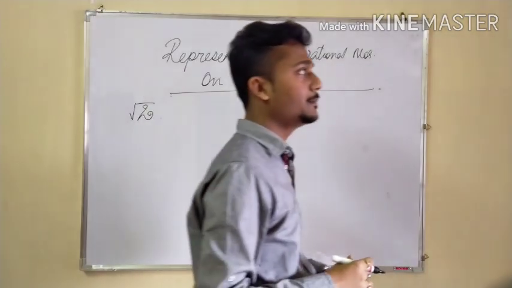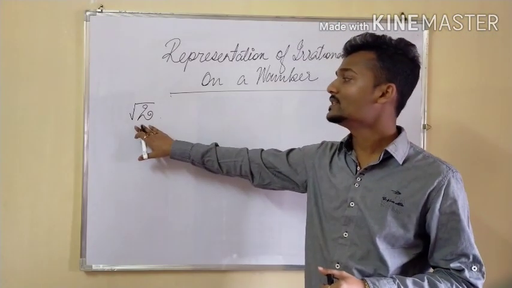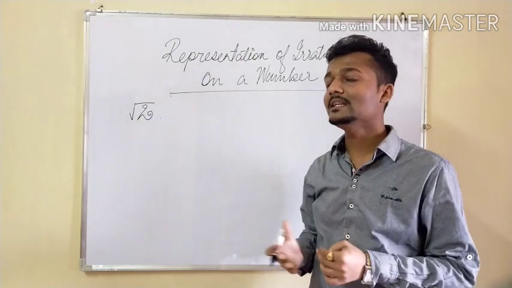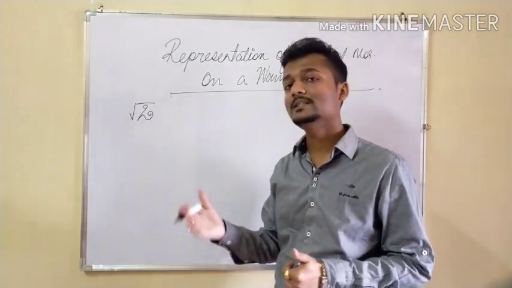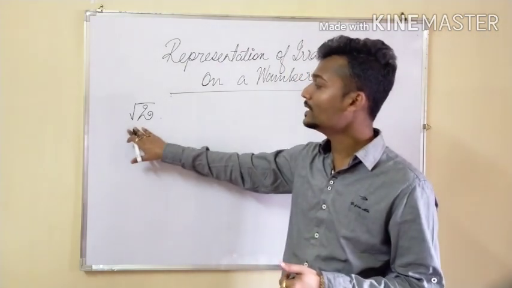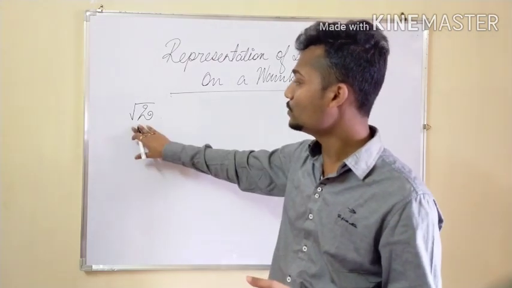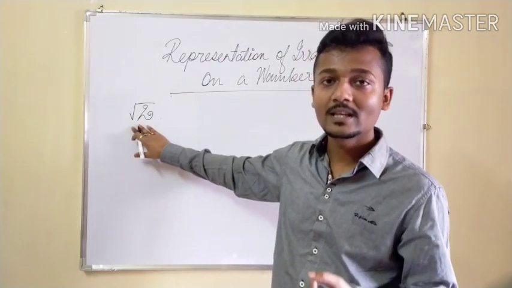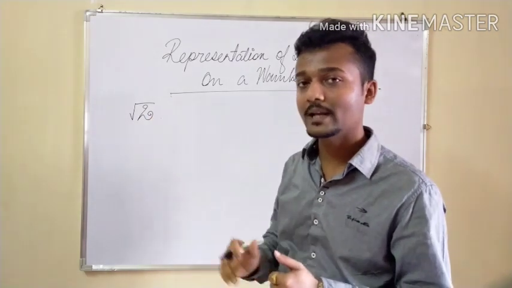Why? If you remember, in the previous class we discussed that root 2 is an irrational number. And what is the very easy way to understand whether a number is irrational or not? If the number is not a perfect square, then it is an irrational number. So root 2 is an irrational number because it is not a perfect square. So we will try to represent root 2 on a number line.